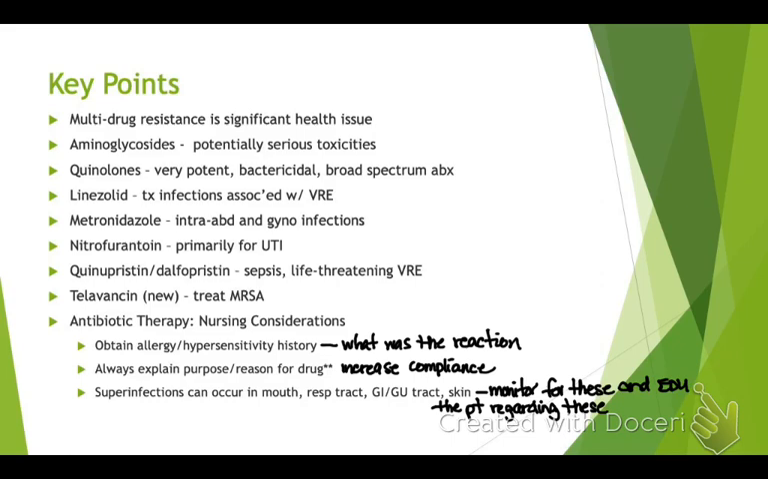And then antibiotic therapy, nursing considerations, important. Obtain allergy and hypersensitivity history. What was their reaction? Always explain your purpose and reason for the drug. It will help to increase compliance. And superinfections can occur in the mouth, the respiratory tract, the GI and the GU tract, and on the skin. So you want to monitor for these and educate the patient regarding these so that they know when to report any of these symptoms.